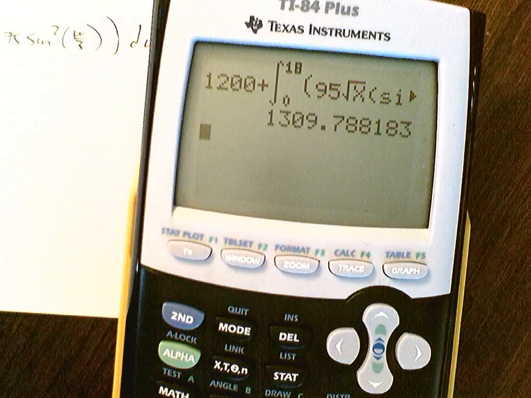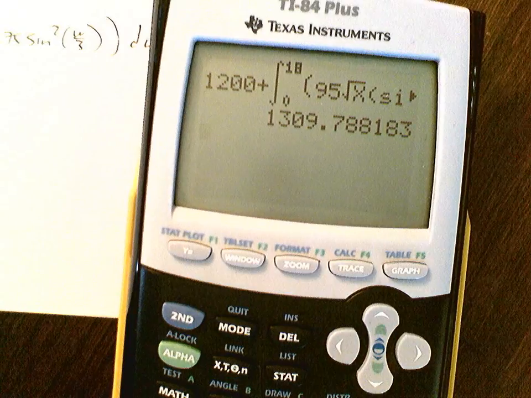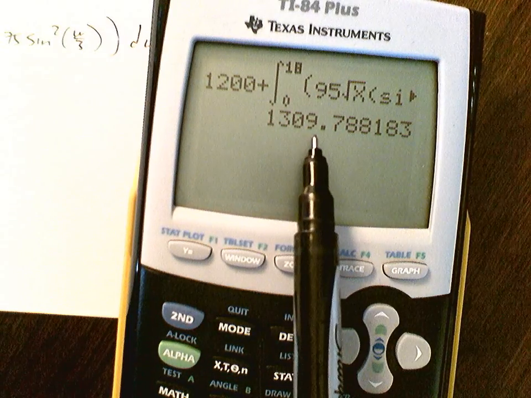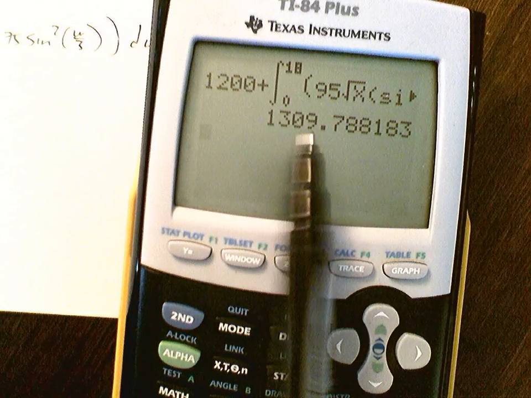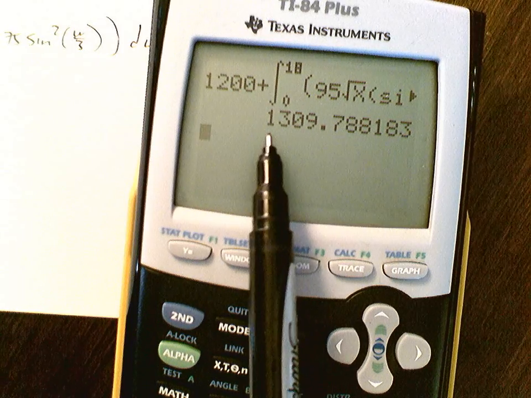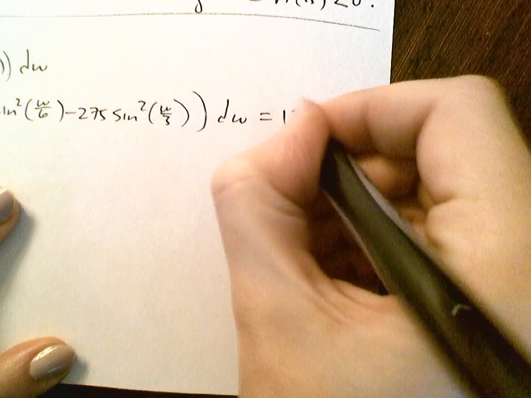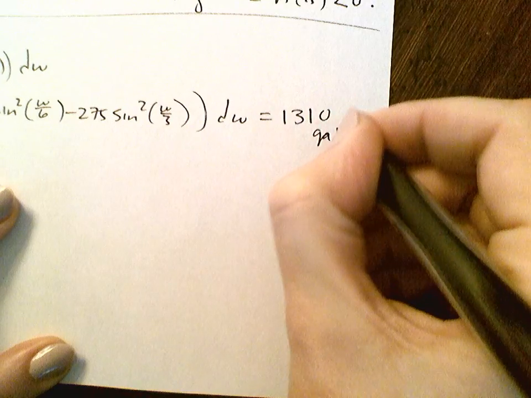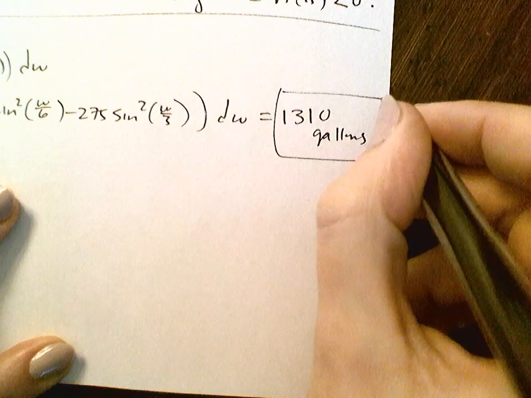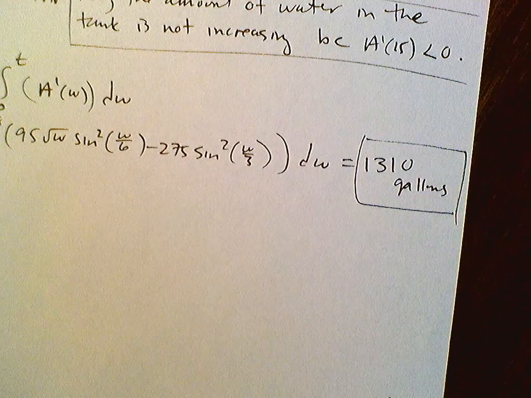And we get this. They want it to the nearest whole number. Okay, so that 7 is going to round that 9 up. So it's going to be 1,310. All right? So A of 18 is 1,310 gallons. Okay, so right there. That was part B.